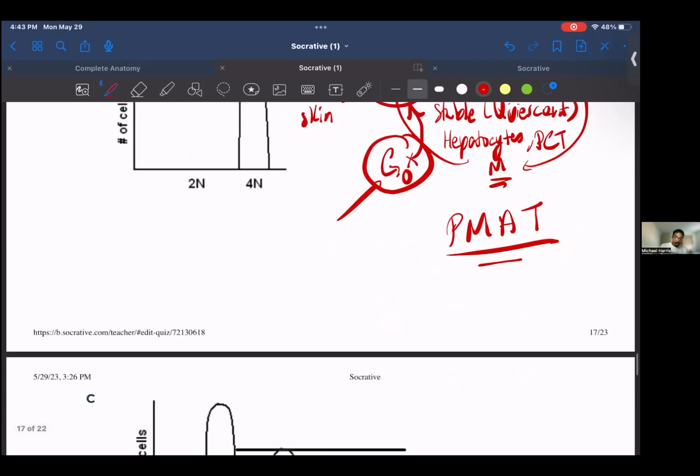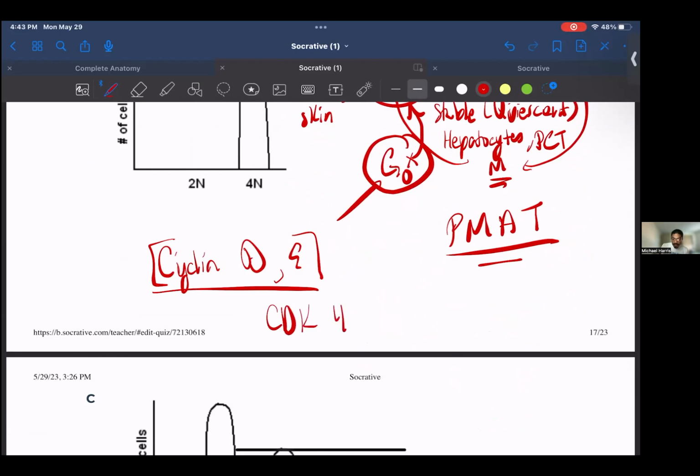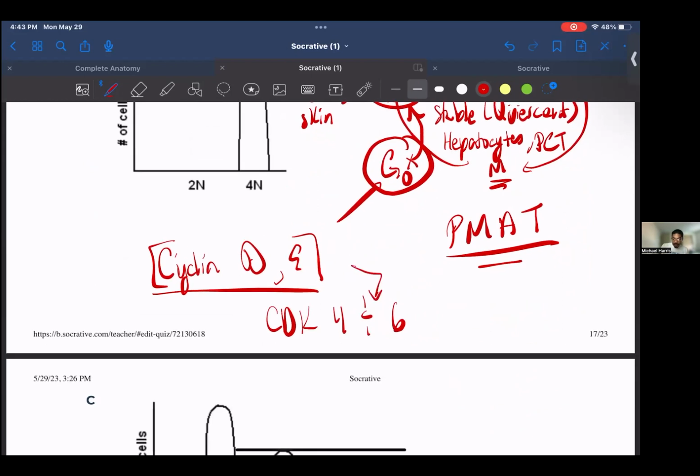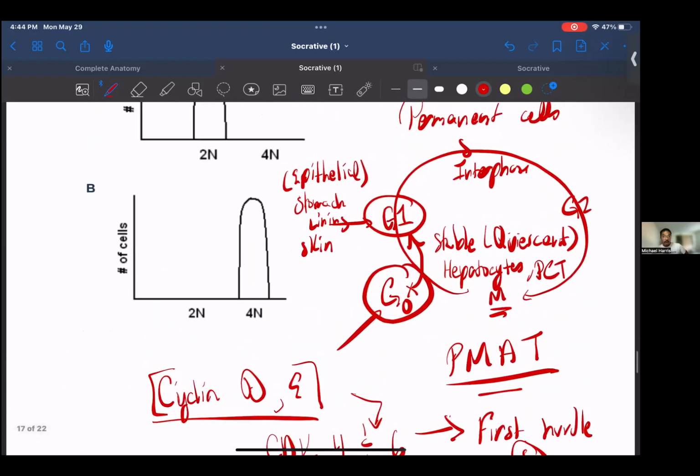Now, with that being said, make sure you don't forget about these guys. Okay? Your cyclins that stimulate CDKs 4 and 6. Which then allows you to bypass that first hurdle and enter into S. So surface lining cells, those are G1. They're epithelial cells. So they're constantly dividing. Okay.